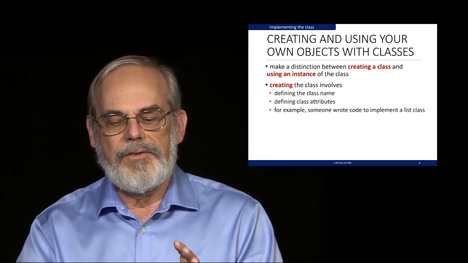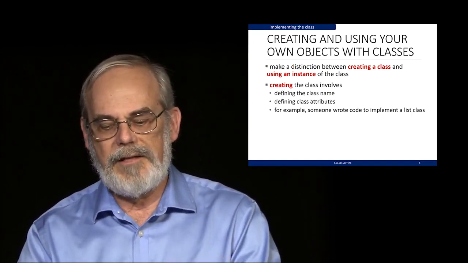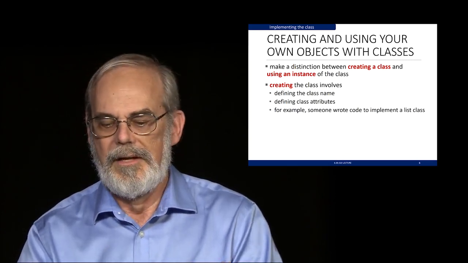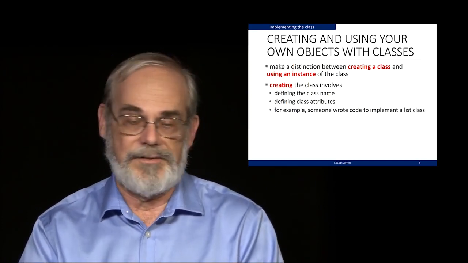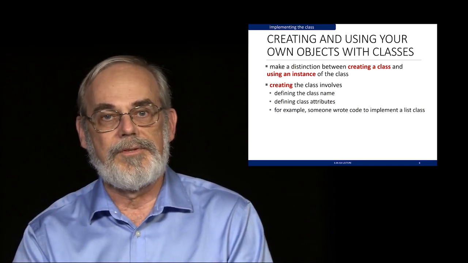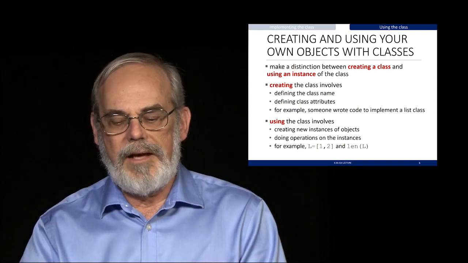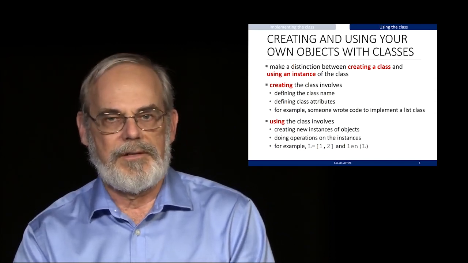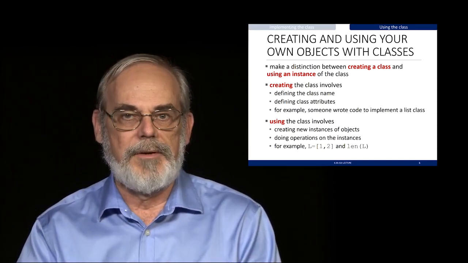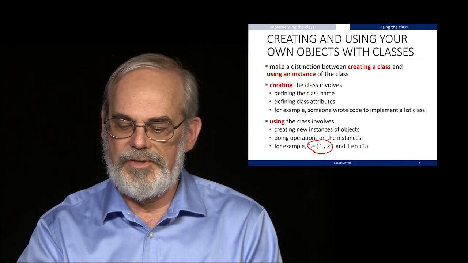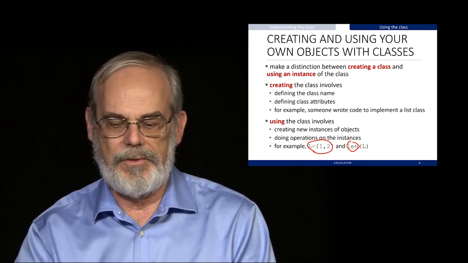Creating the class is going to involve defining the name of the class, so I can reference it. It's going to involve defining the class attributes. I'm going to come to that in a second. And an example of this is, in the list case, somebody wrote code to implement the list class, giving it the name list and defining the attributes associated with a list class. When I want to use the class, that involves creating new instances of that object, different kinds of lists, and then doing operations on those instances. So for example, if I have the simple list L is the list of 1, 2, then there's an operation on it. And that's operating on that particular instance, not on the whole class.